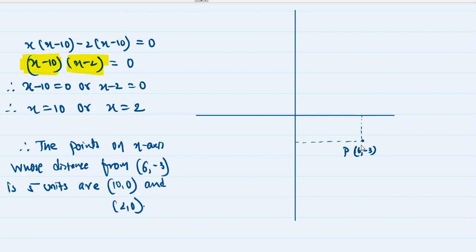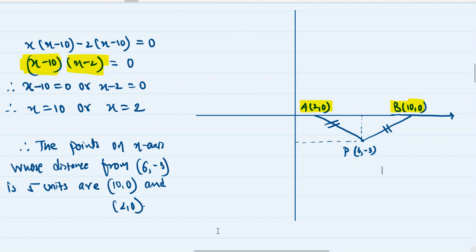The distance of 6 comma minus 3 from 2 points on the x-axis is 5 units. Which are these 2 points? One is 2 comma 0, which is somewhere over here. This point is A, 2 comma 0, and the other point, if you extend the x-axis in this direction, you will find somewhere over here, B, 10 comma 0. Both these distances AP and BP are the same. How much are these distances? 5 units. So we had to find the value of x. That means we had to find both these points, which we found with the help of the distance formula.